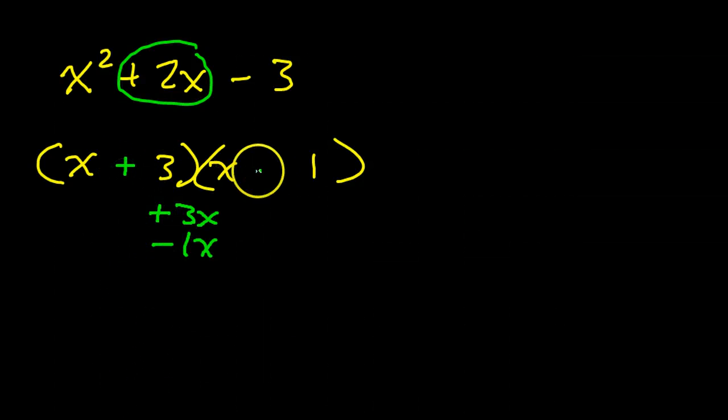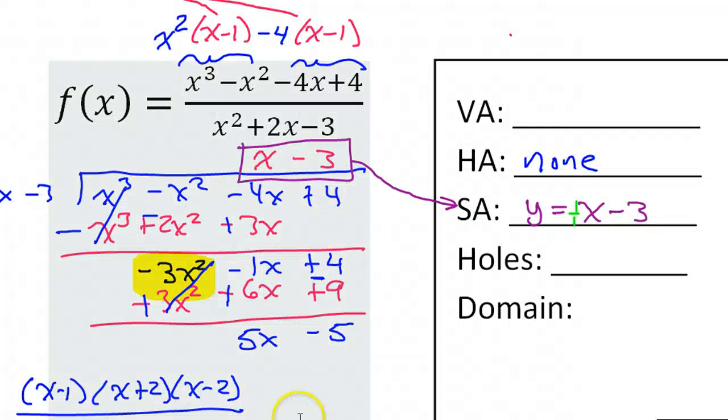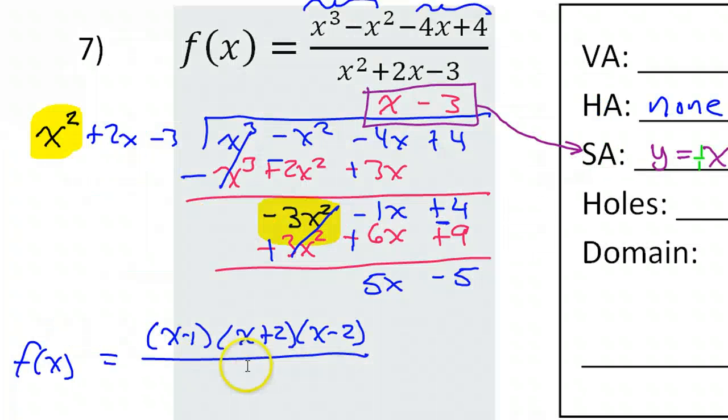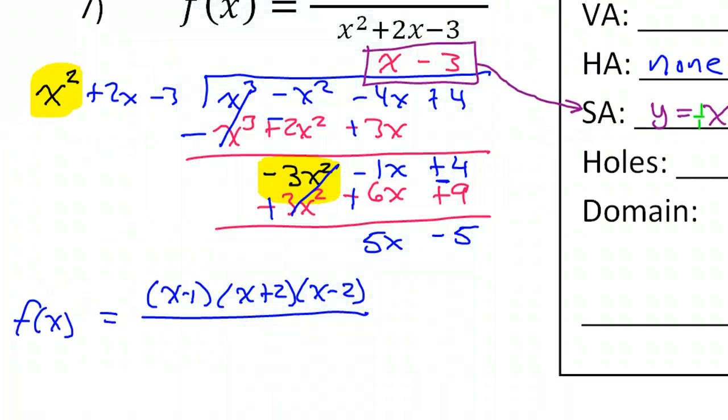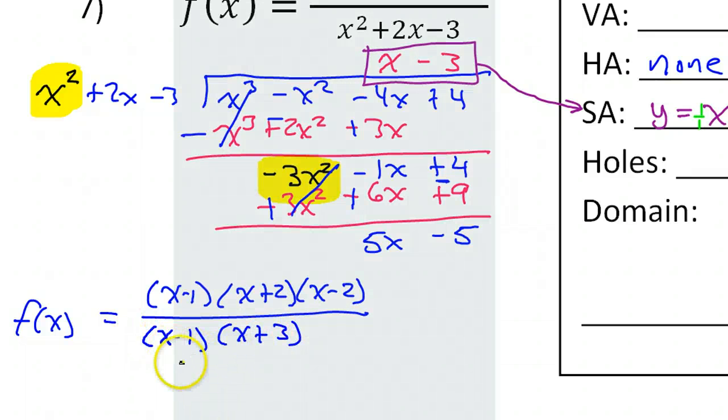So there's my positive 3 and there's my negative 1. And that also gives me negative 3 because positive times a negative is a negative. So this is the correct factorization, x plus 3 times x minus 1. Okay, x plus 3 times x minus 1.